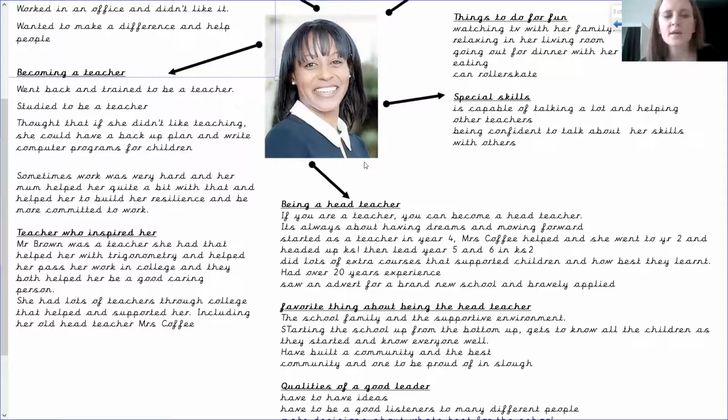We can maybe use the information about being a head teacher. So we could talk about once Mrs. Bowen finished the studying, she taught in year 4 and year 5 and year 2. We've said all of this bit here, and she did a lot of extra courses on how best children learn, and she has over 20 years of experience. That is something we can have in our next paragraph. So let's pause the video now and write that.